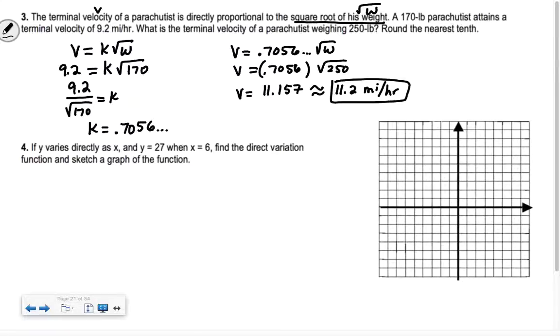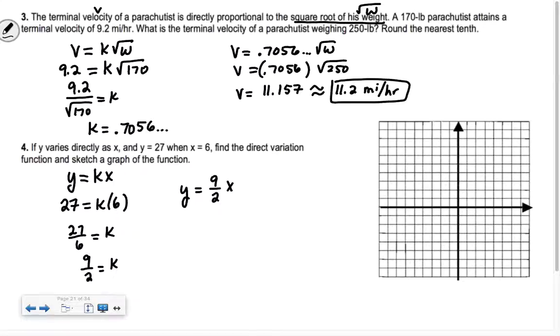All right, so it says if y varies directly as x, and y is equal to 27 when x is equal to 6, so y varies directly as x is y equals k times x. Y is equal to 27 when x is equal to 6. We divide the 6 over. We can reduce out by 3, so 9 over 2. So our direct variation equation is y equals 9 over 2 times x.